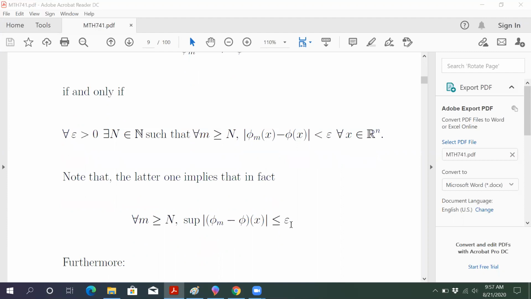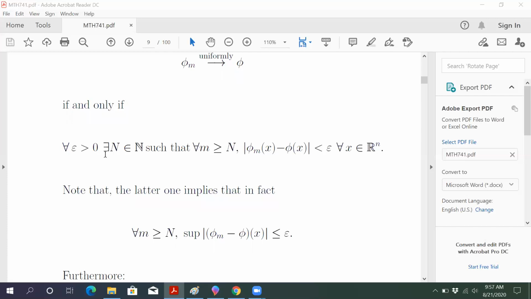So we can say like this, phi m is convergent to phi if for every epsilon positive, there is a positive integer like n such that for every m greater than n, the supremum of the absolute value of phi m minus phi at x is less than or equal to epsilon. I hope you are familiar with these notions of uniform convergence and pointwise convergence already, because these are like our preliminary background required for this course. And that is something from mathematical analysis, not functional analysis.